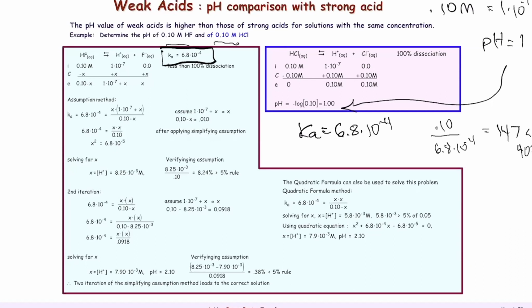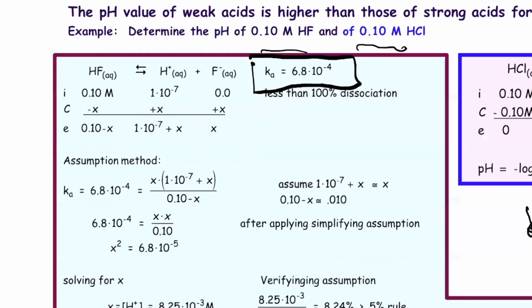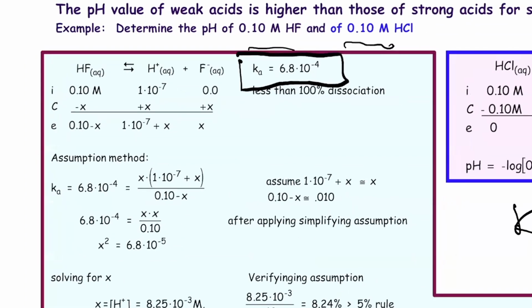Here we have the ICE table. We have 0.10. In here we have water, and the reason why I leave it out is because it never really shows up in the mass action expression. It's responsible for forming H3O plus. This really is H3O plus.